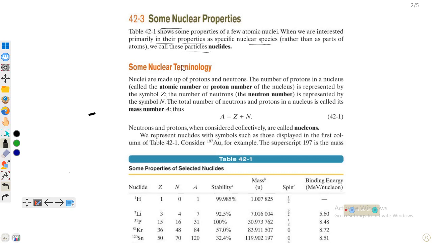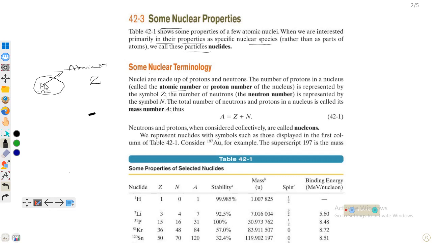What are the properties associated with the nucleus, and what terminology is used for the basic introduction of the nucleus? The very first thing is that nuclei are made of protons and neutrons. The total number of protons in the nucleus is called the atomic number, and it is represented by Z.